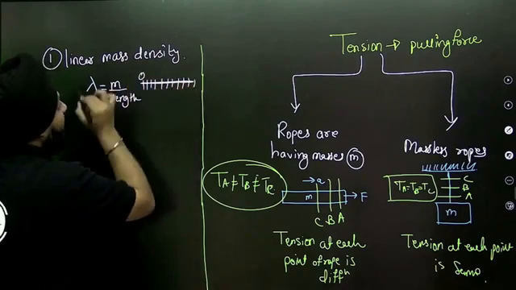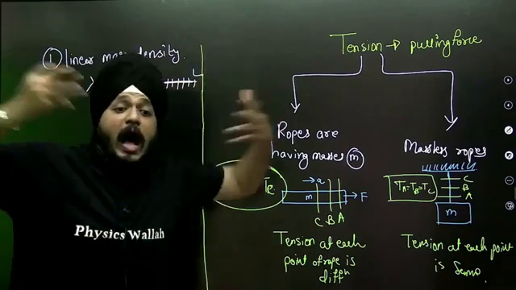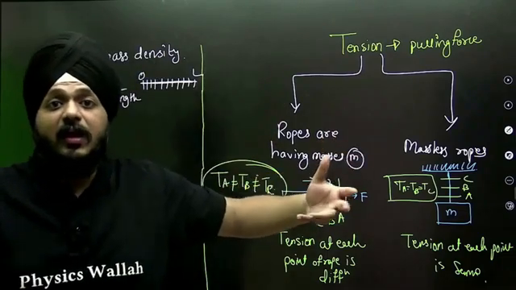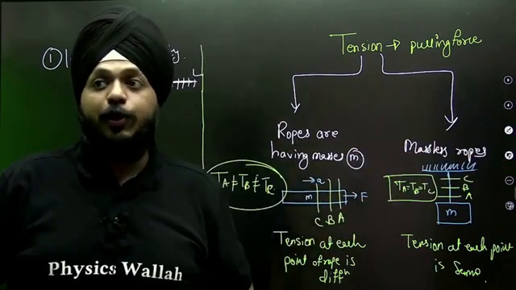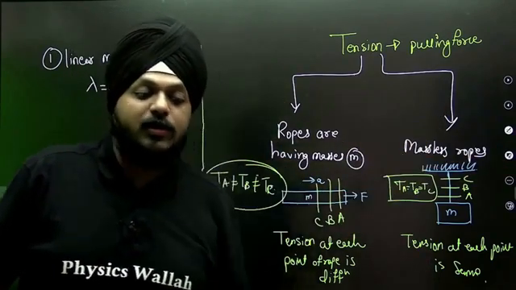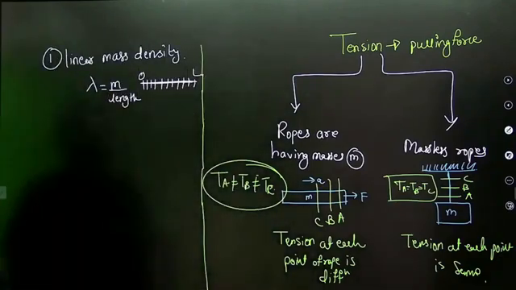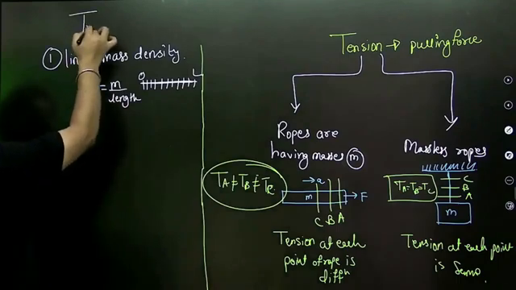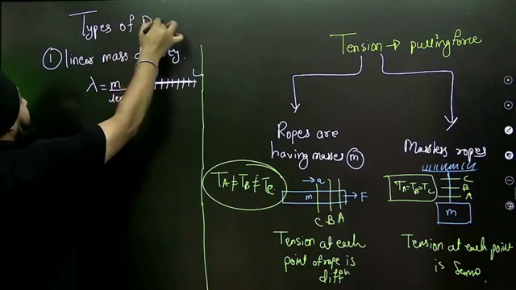Suppose, with respect to the reference point, the length of the string is L. Between 0 and L, how is mass distributed? Is it uniformly distributed, or non-uniformly distributed? Whether it depends on the equations or not, we are going to discuss a lot of these things. So, the first type of density is linear mass density.